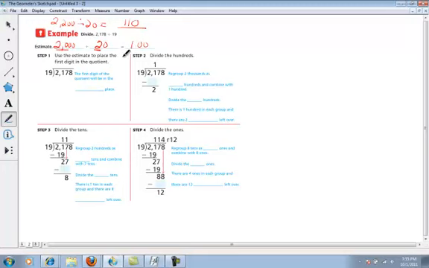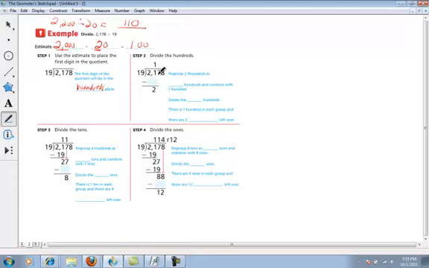Now, let's look at this problem here. Now that we know that our answer, our quotient, is going to be in the hundreds place, use the estimate to place the first digit in the quotient. The first digit of the quotient will be in the hundreds place, is what we decided based on our estimate. So we're going to put it in the hundreds place.